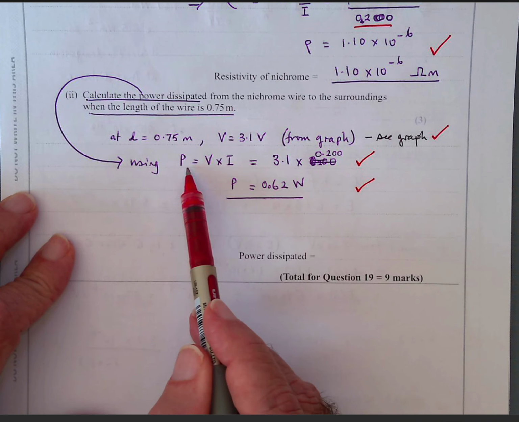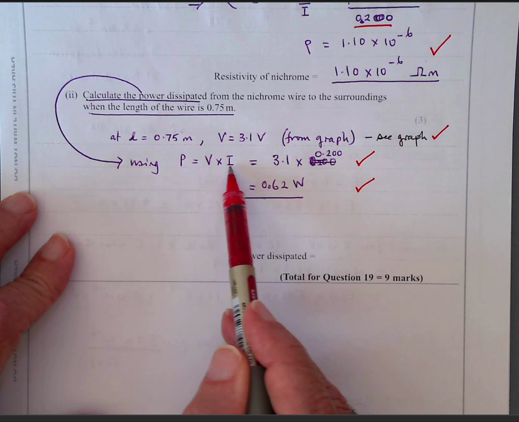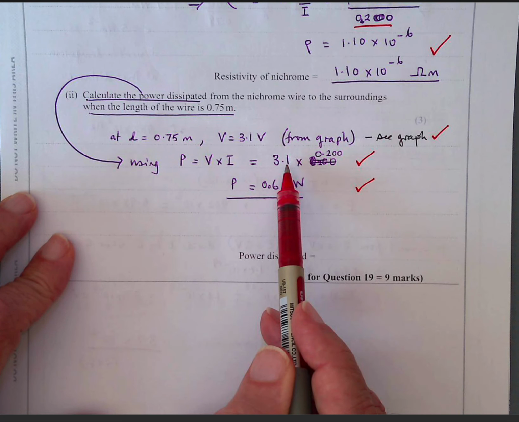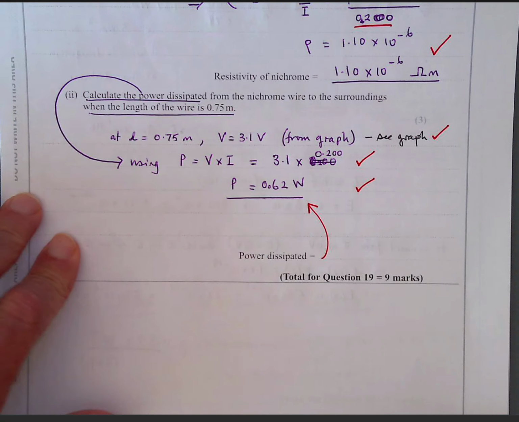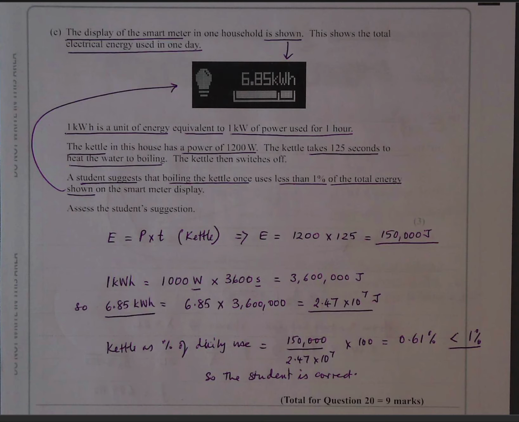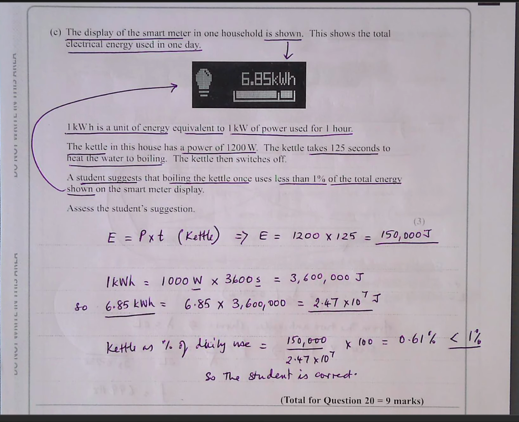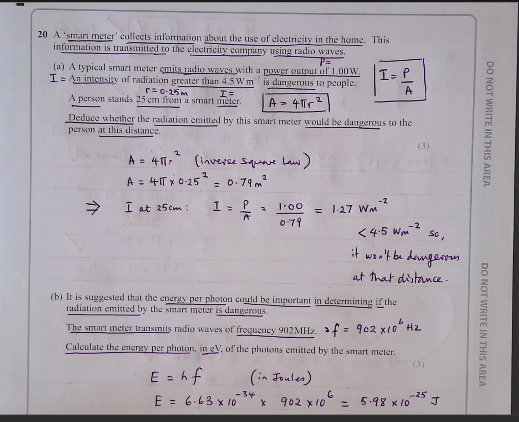Then you can use power is voltage times current. Remember, the current was fixed. Multiply the voltage, and it's as easy as that. The power dissipated is 0.62 watts. And that is the end of question 19. Over the page, we go to question 20.